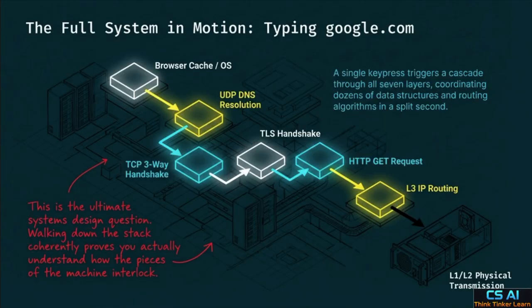Let's put the full system in motion. What happens when you type google.com into your browser? A single key press triggers a massive, lightning-fast cascade through all 7 layers. You've got browser caching, UDP DNS resolution, a TLS handshake, the TCP three-way handshake, an HTTP GET request, and finally the L3 IP router. This is the ultimate system design question. Being able to walk down the stack like this proves you don't just know the definitions. You understand how the pieces of the machine actually interlock.